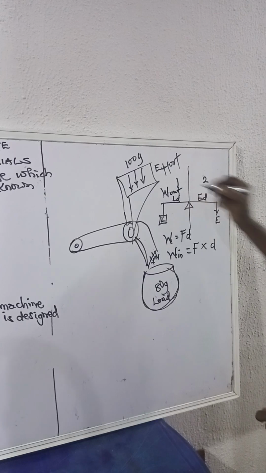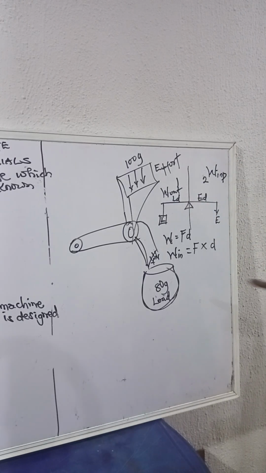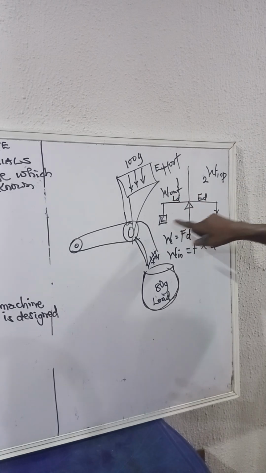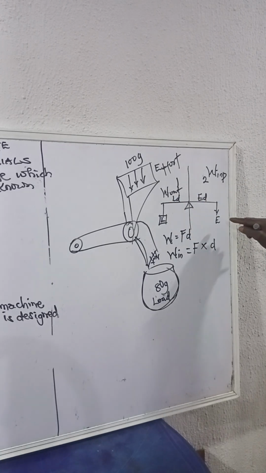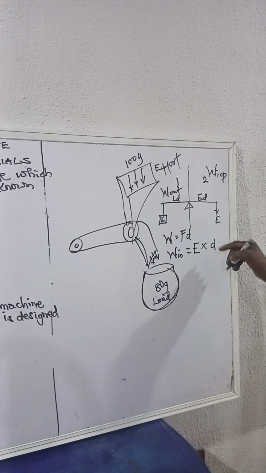Work output, while this side will give us work input. So meaning that work input is a function of what type of effort, force? Because we are dealing with two forces. We are dealing with the effort force and we are dealing with the load force. So this input will now be effort multiplied by effort distance.